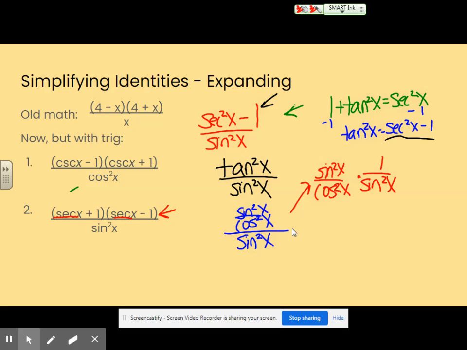I have a sine squared x in the numerator and a sine squared x in the denominator. I know that these divide out to 1 because anything over itself divides out to 1. What am I left with? 1 over cosine squared x. And one more step, because we want it to be the cleanest possible. I look at my reciprocal identities and I say, okay, 1 over cosine squared x has got to be secant squared x.